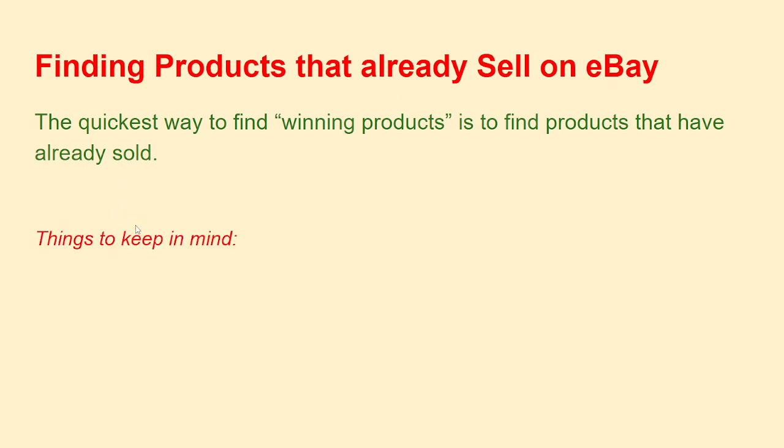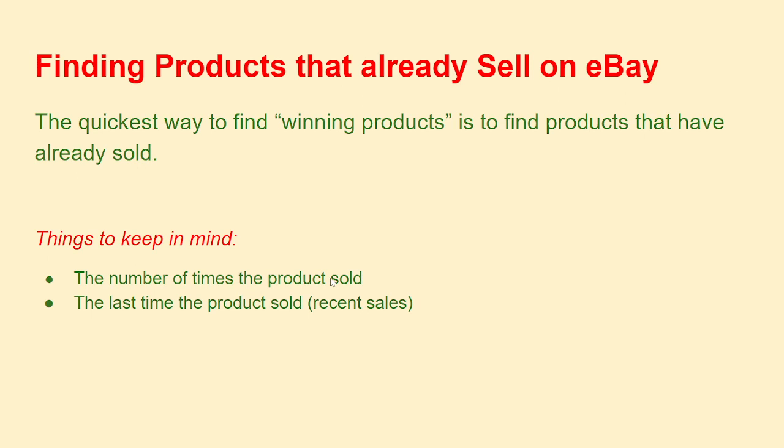Now, there are a few things that you should keep in mind. For one is the number of times the product sold. So when you're looking at products, you want to keep in mind the number of times that product actually sold. eBay does provide us with this data, which is a great thing about eBay. The second thing is the last time the product sold, which is the recent sales history. They also provide this. They just made it a little bit harder to get to, but I've got a solution for that, which I'll get into in a couple minutes.